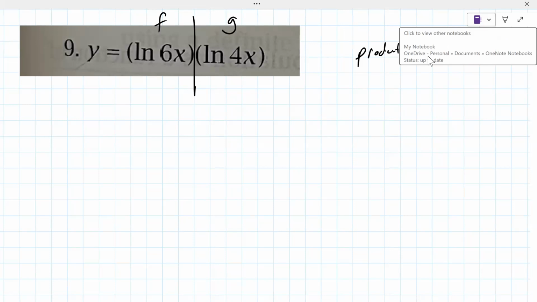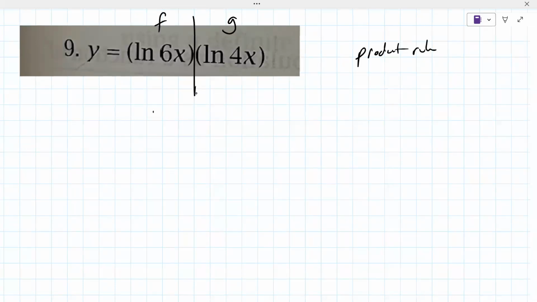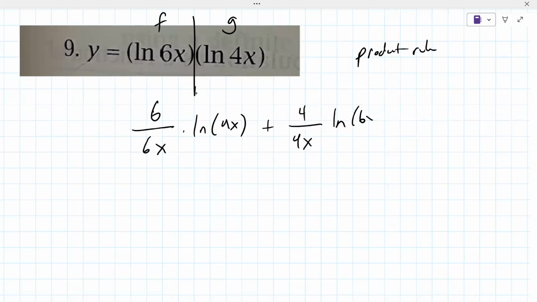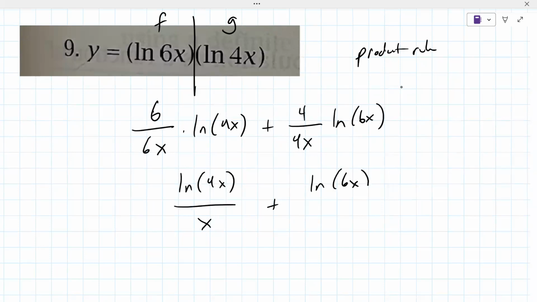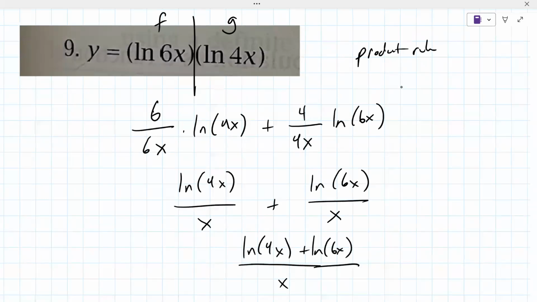Okay, I got 6 over 6x times ln of 4x plus ln of 6x times 4 over 4x. Okay. I would want you to simplify these sixes and the fours, which means you might end up writing it like this. And then you might even say, well, why don't I just put it there, on top? There's a bunch of ways to present your answer, but that's pretty good.